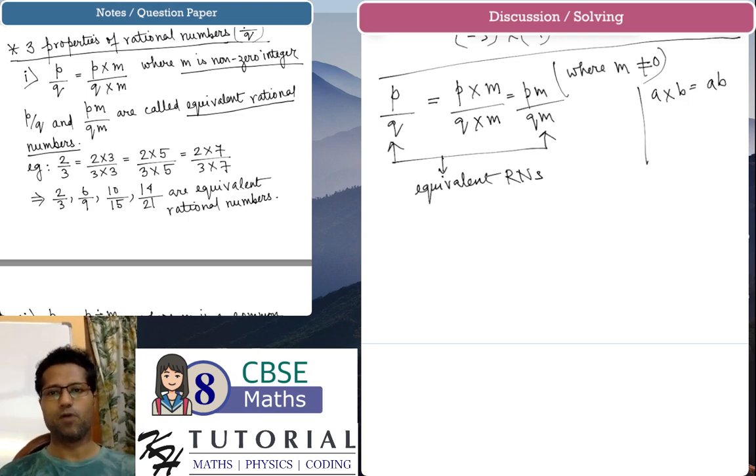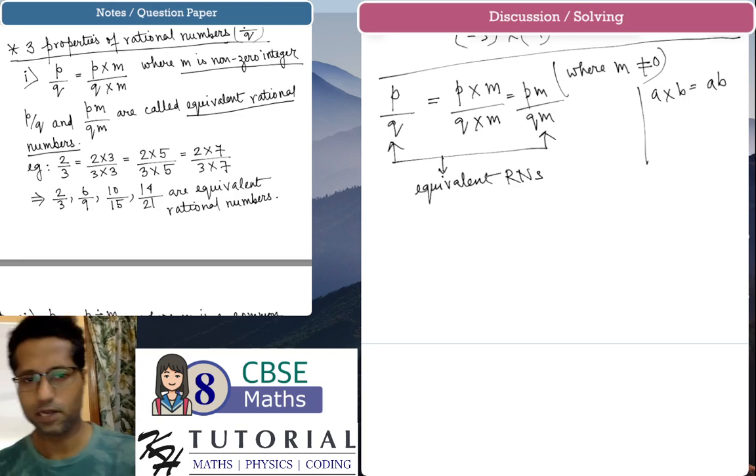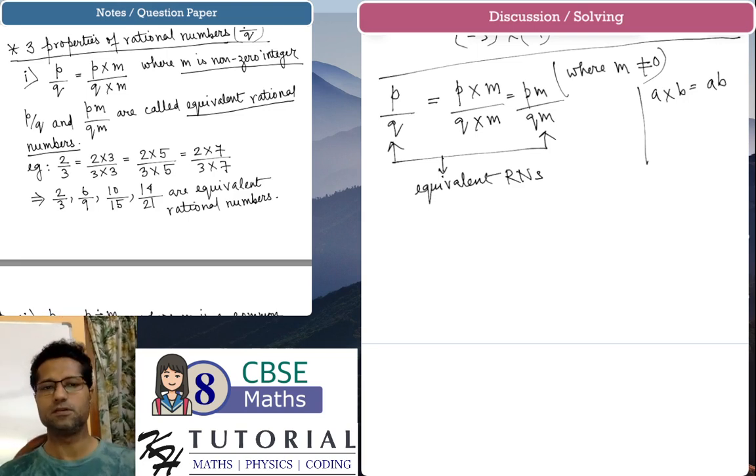So this was property number 1, where it says that if you are given a rational number p by q, you can always multiply both the numerator and the denominator with some non-zero integer m, and the rational number remains unchanged, that is, its value remains the same.